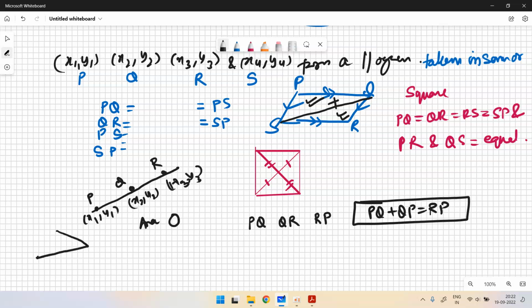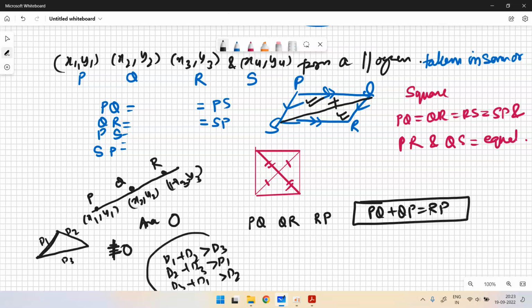And if it is given that any 3 points form a triangle, then if you directly find the area, it should be non-zero, not equal to 0. Alternatively, you can find the distances d1, d2, and d3. d1 plus d2 should be greater than d3, d2 plus d3 should be greater than d1, and d3 plus d1 should be greater than d2. So these three things have to be checked to prove that this forms a triangle. Or alternatively, you can apply the area of the triangle formula directly, and if the value is non-zero, it implies that this forms a triangle.